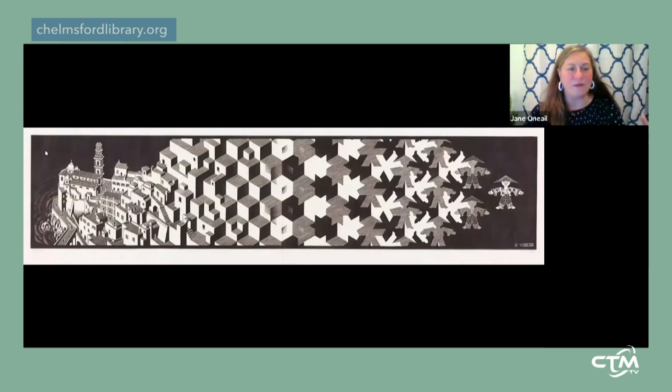And it starts off with this view of what's probably a little Italian seaside town. He loved Italy so much. And so we get these interesting buildings and towers, and even the suggestion of the waves breaking against the rocks here. And as our eye moves to the right, those buildings, this seaside town that's built up on a hill, eventually becomes simplified into just cube-like forms.